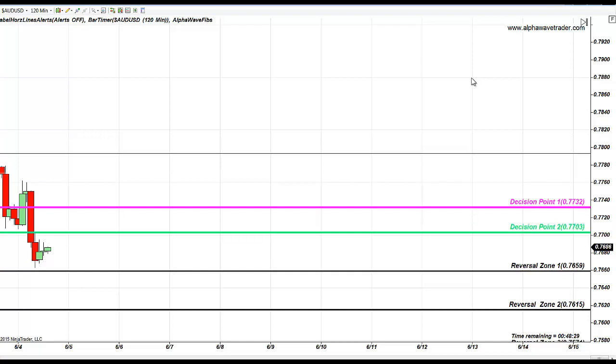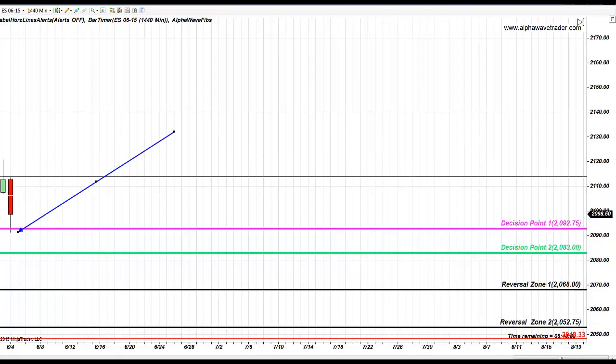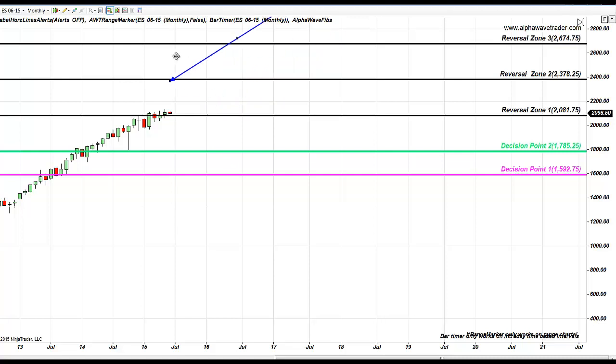This is what the webinar had been all about. Decision points are Alpha Wave Trader proprietary Fibonacci levels. Aussie dollar reversal zone had been reached. There is absolutely no bullish reversal, only correction. And this is why rules are the key. This is the exact same thing we're seeing on the S&P future monthly chart. Only correction. We don't see any bearish reversal.